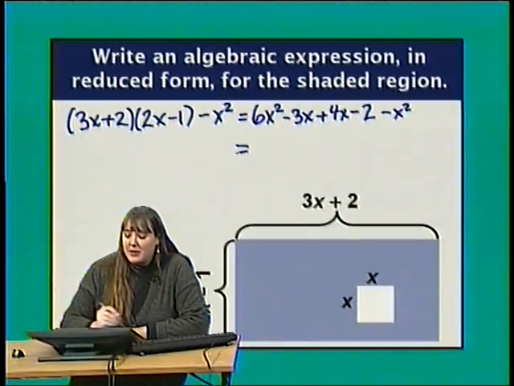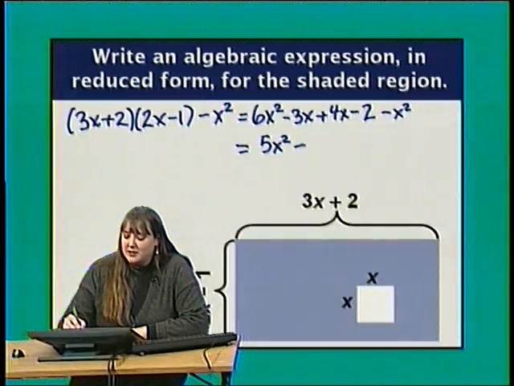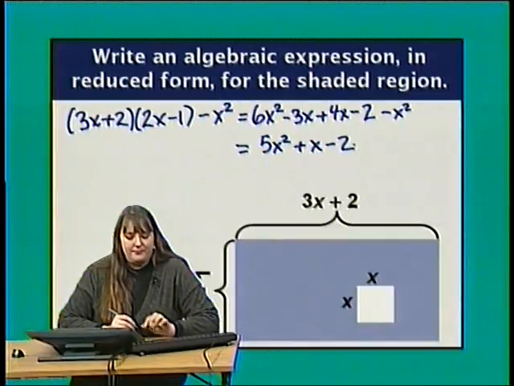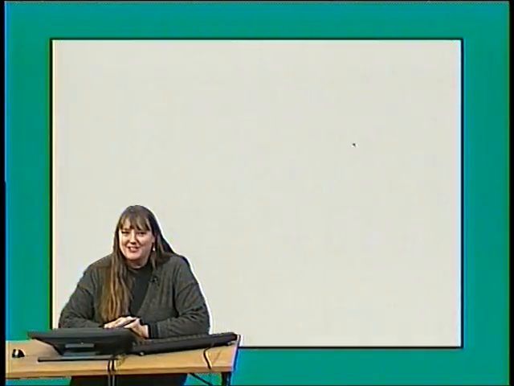Combining like terms, 6x squared minus x squared is 5x squared. Negative 3x plus 4x is plus x, minus 2. So the area of the periwinkle region is 5x squared plus x minus 2. And this concludes Lesson 8.